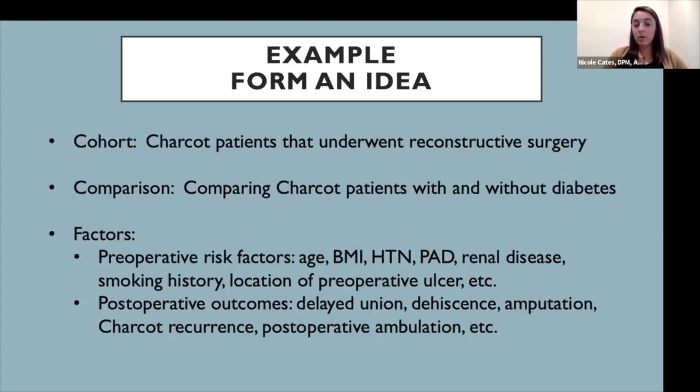So here's an example. We have a cohort of patients with Charcot that underwent surgery, and you're comparing them with and without diabetes. The factors you can compare are really whatever you want, whatever you have data mined. So you can look at age, BMI, hypertension, PAD, renal disease. You can compare any number of these things, or postoperative outcomes: delayed union, dehiscence, amputation, recurrence. This is an example I'm going to progress throughout the presentation so you can understand how to think about a research paper through this lens. Overall, we're looking at patients with Charcot, comparing patients with and without diabetes, and comparing them for multiple preoperative and postoperative factors.